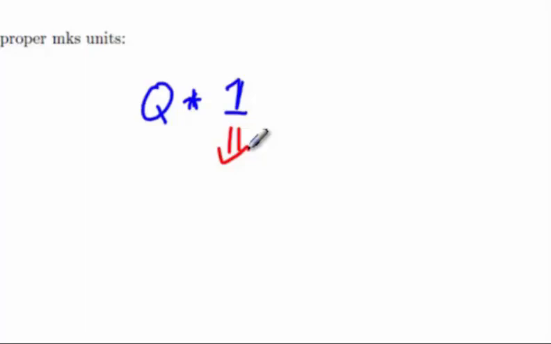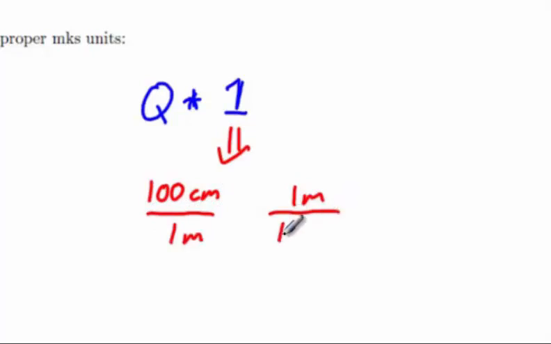So for example, since we know that there are 100 centimeters in a meter, 1 can be defined either as 100 centimeters divided by 1 meter, or 1 can be defined as 1 meter divided by 100 centimeters. As we understand each unit conversion in terms of where we begin and where we wish to go, we'll be able to select the appropriate forms of 1 such that we get the desired result.